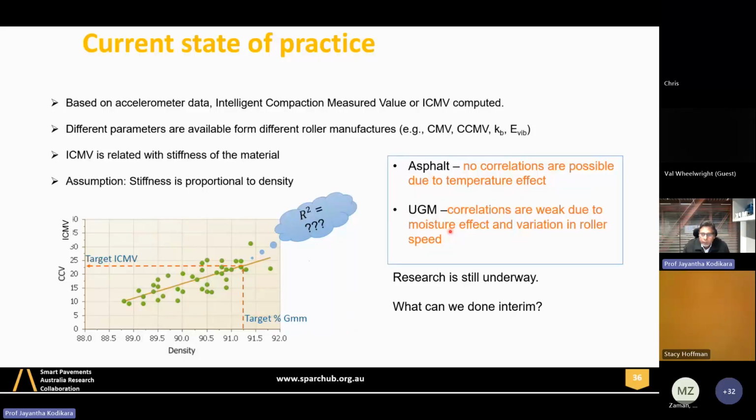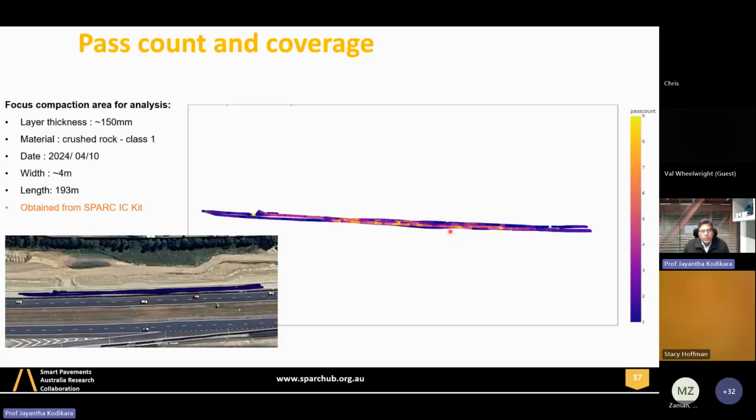So how do we use it in the interim? In the interim, pass count and coverage are things that can be easily obtained, through retrofitting and also on OEM rollers. When you have a long structure, this is an example where we checked about 193 meters. When you have a long stretch, you can miss certain areas by the roller operator.